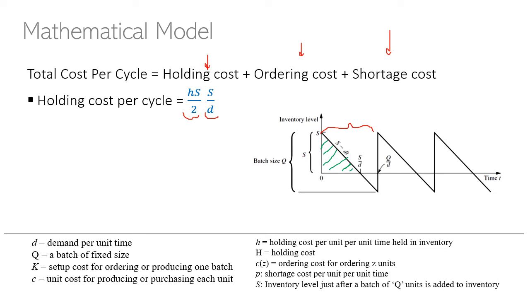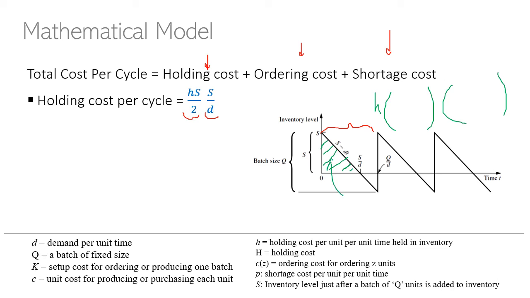So we know that H is the holding cost per unit held per unit time. So that means we should multiply H by the number of units held in the inventory, and also for how much time those number of units were held in the inventory. So how many number of units were held in the inventory in a particular cycle? So that is simply the average.